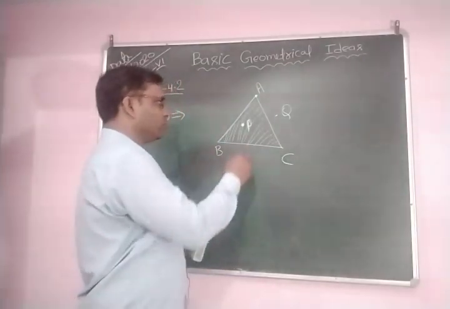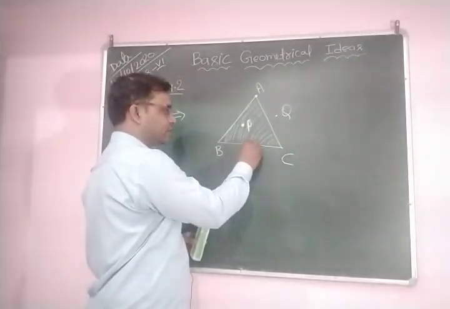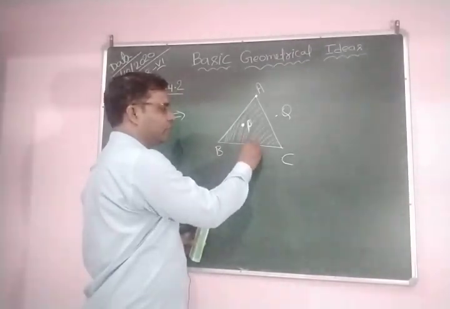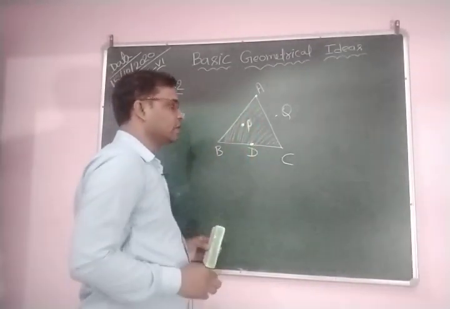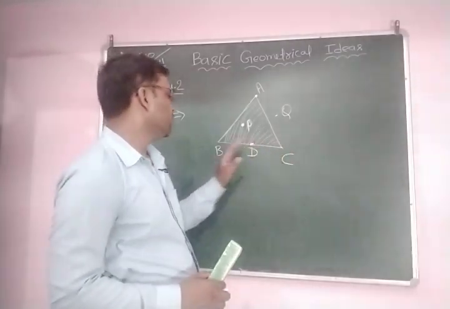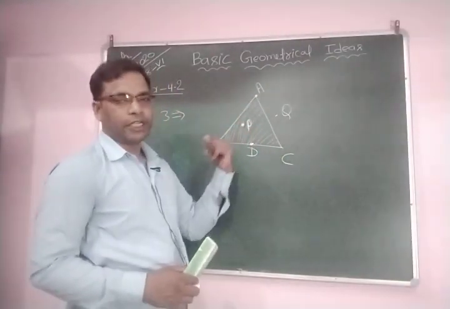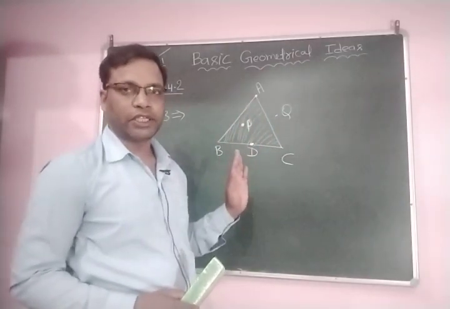If you take any point here, D, D is a boundary point. C is a boundary point. B is a boundary point. A is also a boundary point. But P is an interior point, and Q is an exterior point.